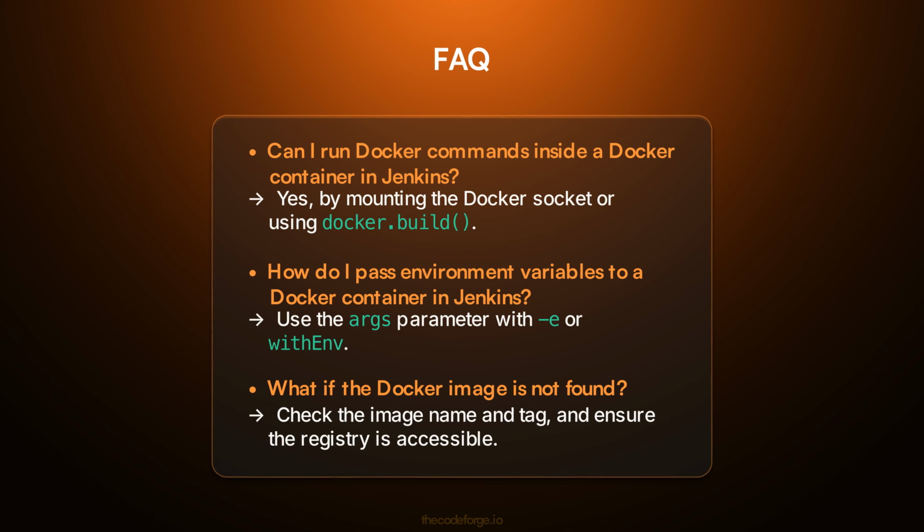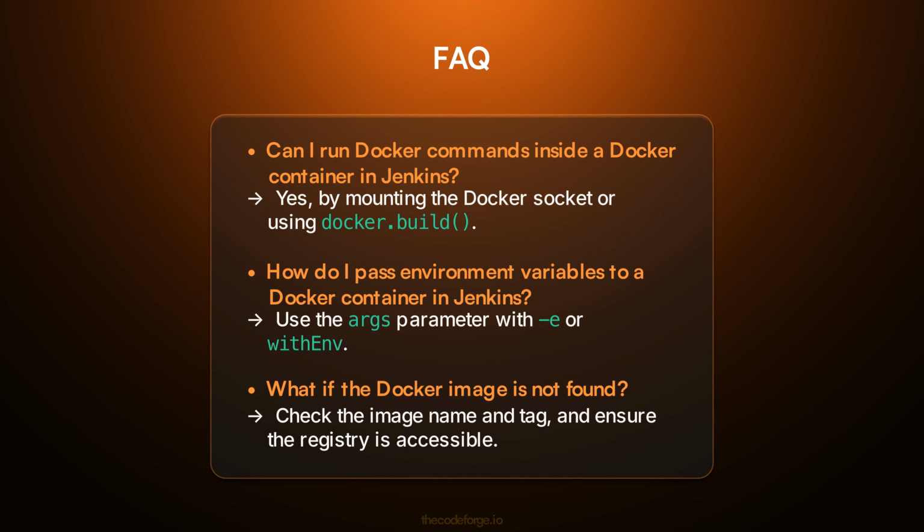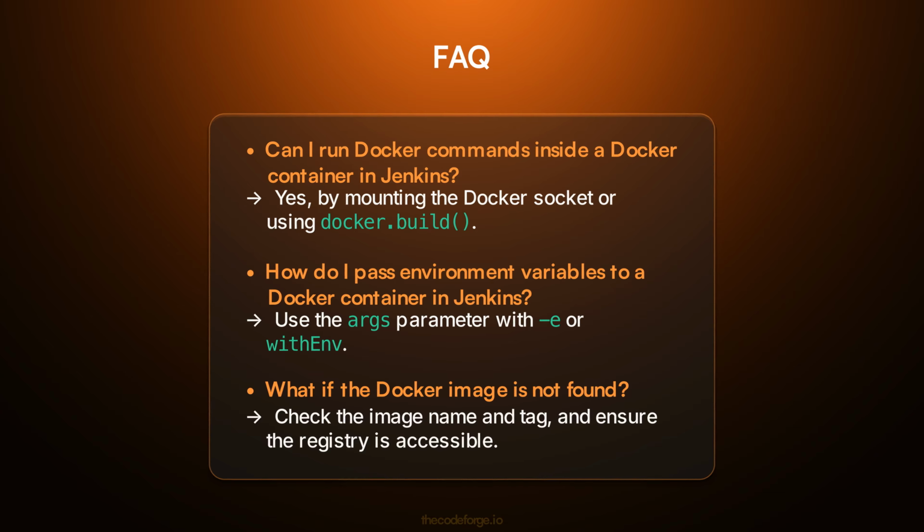And a few frequently asked questions. Can I run Docker commands inside a Docker container in Jenkins? Yes, by mounting the Docker socket or using docker build. How do I pass environment variables to a Docker container in Jenkins? Use the args parameter with -e or with env. What if the Docker image is not found? Check the image name and tag and ensure the registry is accessible.